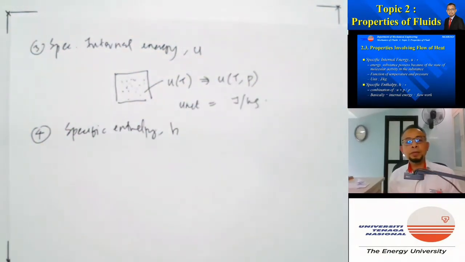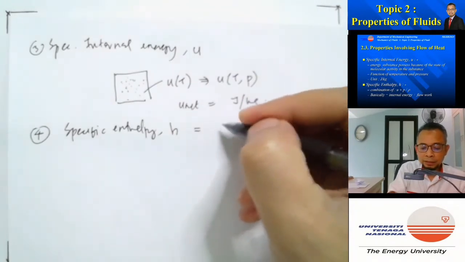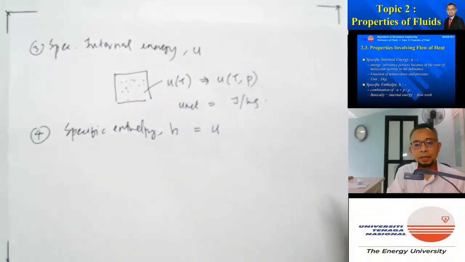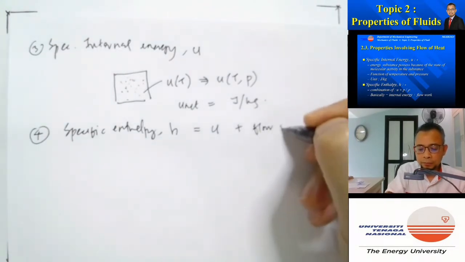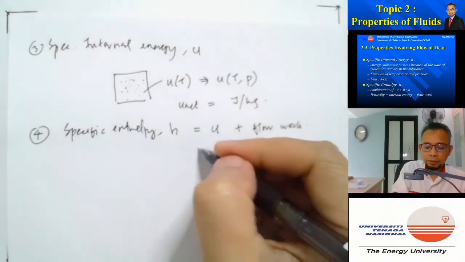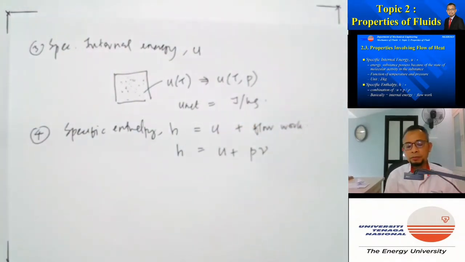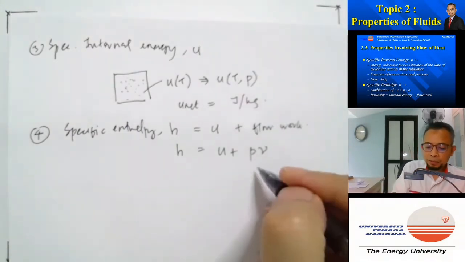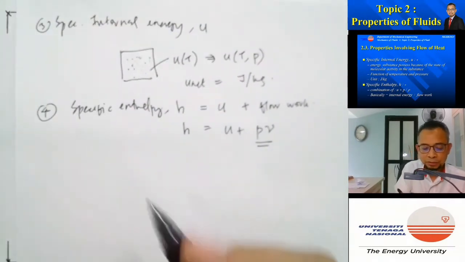Normally we use the symbol H. You have learned this in your thermodynamics. You have used enthalpy a lot in thermodynamics, which is defined as U, the specific internal energy that we defined just now, plus flow work. If you recall, in your thermo, this is U plus P multiplied by specific volume. So why is flow work equal to PV? Just some small revision for you.